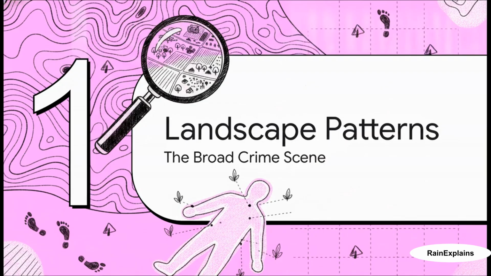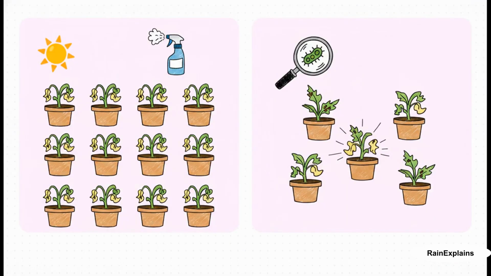Section 1. Landscape patterns. The broad crime scene. All right, this brings us to the absolute core focus of our diagnostic toolkit today, distribution patterns. The spatial arrangement of sick plants gives you immediate, undeniable insights into what you're actually dealing with. It basically boils down to a simple binary framework. If you see a uniform distribution of damage, meaning the symptoms are spread perfectly evenly, or they show up all at once across a whole area, you're almost certainly dealing with an abiotic or non-living problem. Think environmental extremes, chemical drift, maybe severe soil compaction.